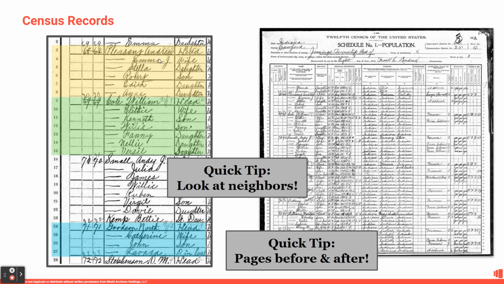This is a prime example. So, the family in green, those are the neighbors of the Andrew Pleasant family. Andrew's daughter, Edith, and William's son, Kenneth, ended up marrying each other later on. So the families were neighbors and their kids got married to each other. And again, if I was just focused on Andrew's family at that time, I might not have noticed that his next door neighbor was his future in-laws.